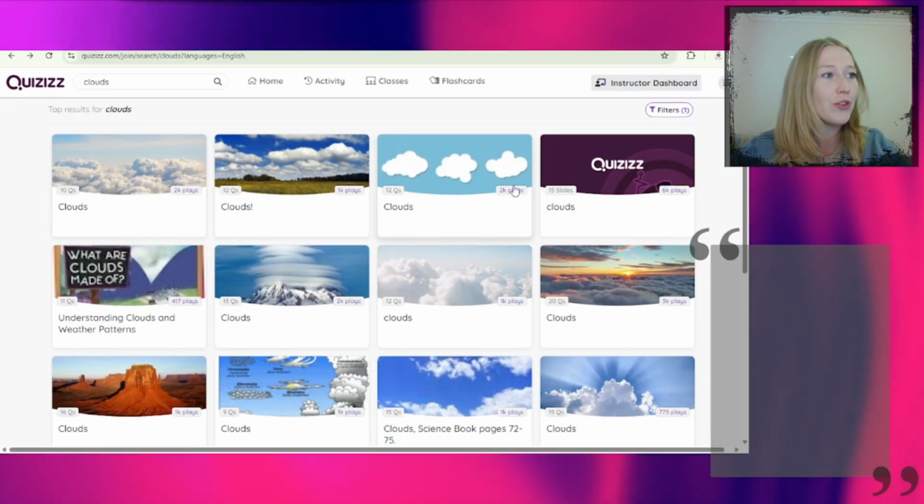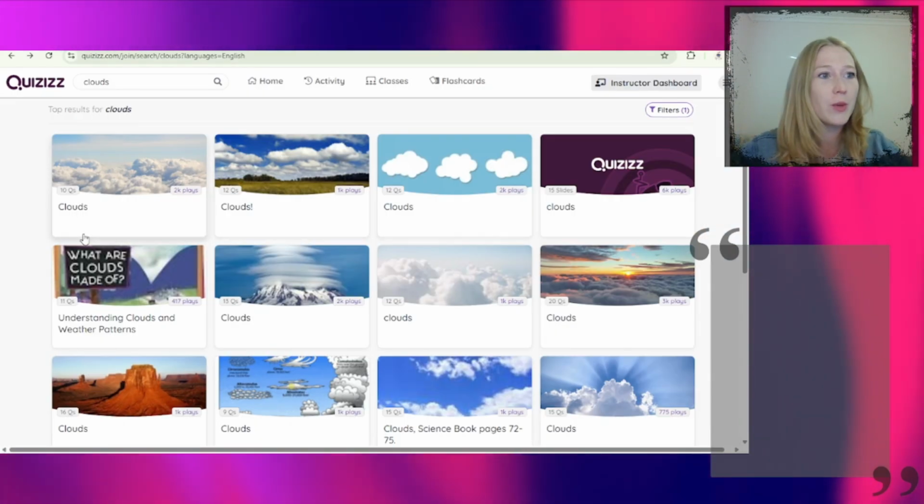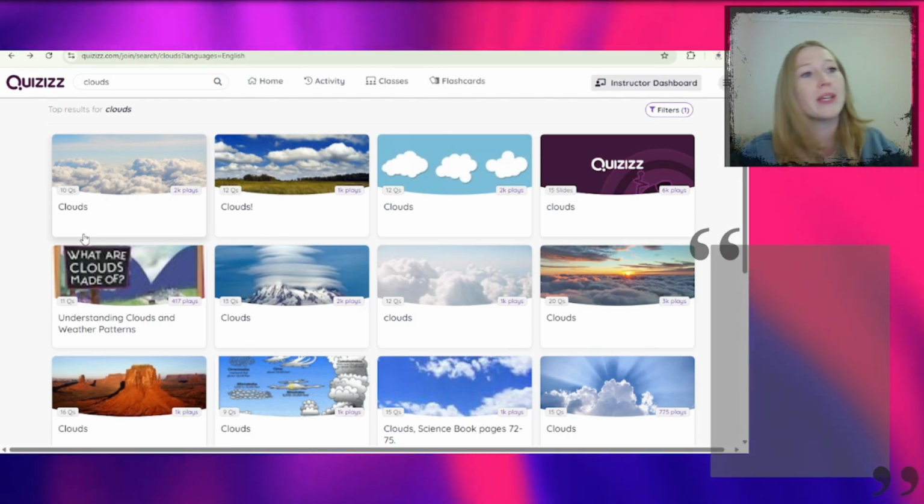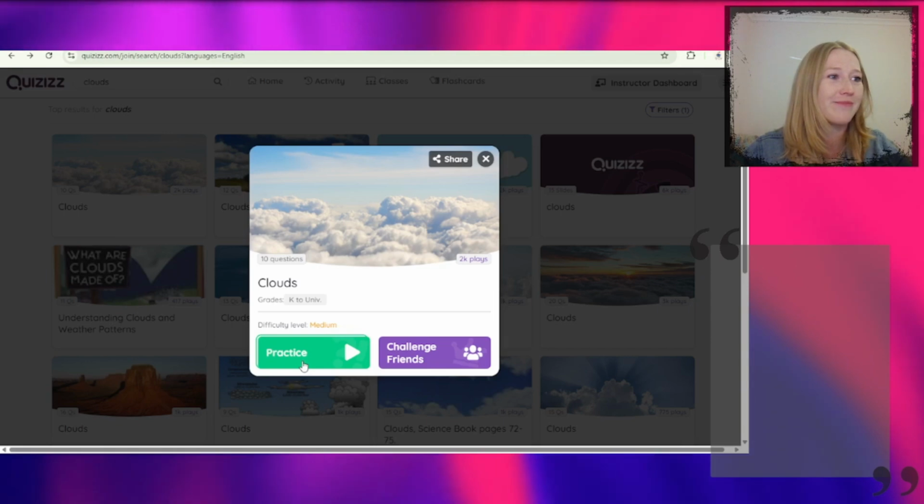I have no idea what questions are in these quizzes, but I thought maybe we can see if we can identify a few clouds based on the pictures. Let's give it a try.